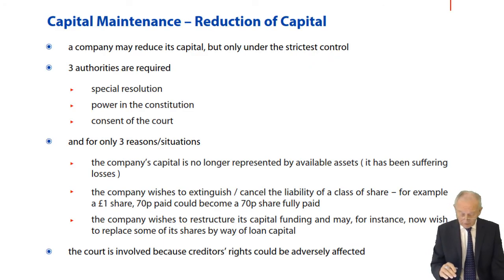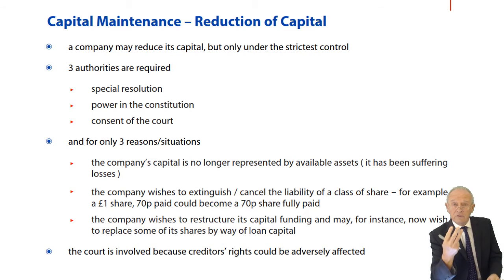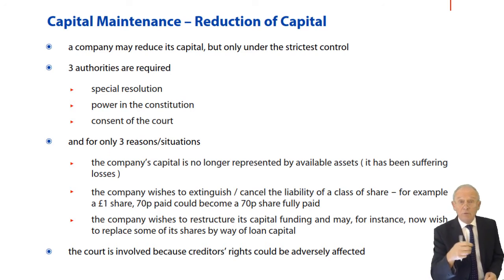Moving on, capital maintenance, reduction of capital. A company may reduce its capital, but only under the strictest control. We need three authorities in order to be allowed to reduce our capital. The members need to vote on it by special resolution, so a 75% majority of the people voting must vote in favour, so long as it is proposed with 14 days notice at a meeting as a special resolution. Fine, away we can go.